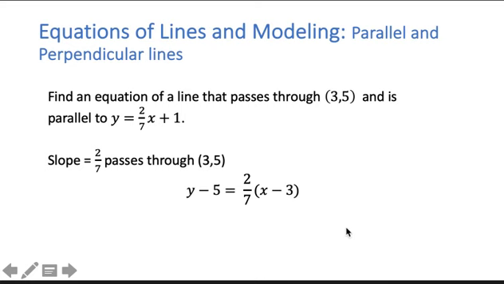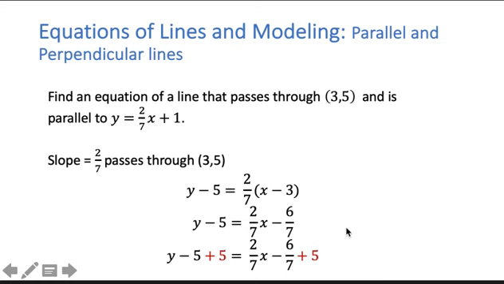And then I'm just going to simplify this expression. So I get y minus 5 equals 2/7x minus 6/7, and then I'll add 5 to both sides. And I end up with y is equal to 2/7x plus 29/7.